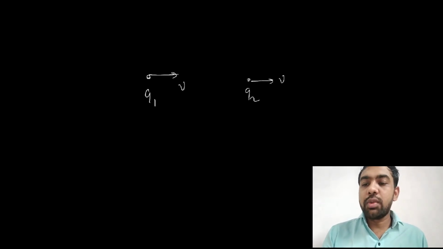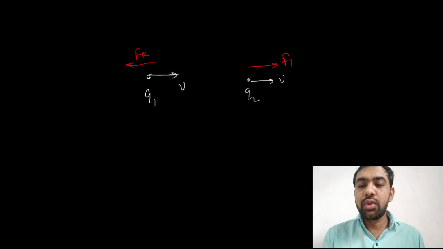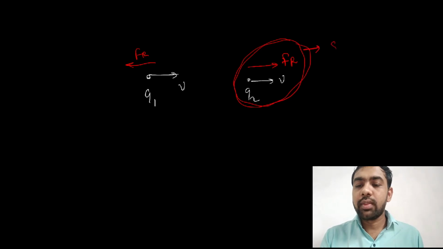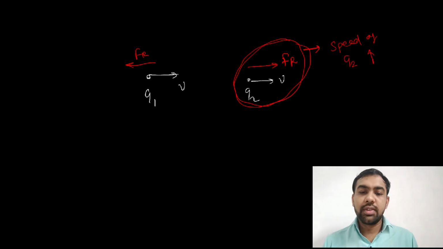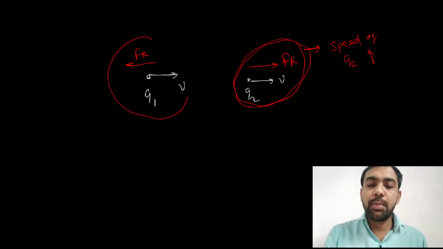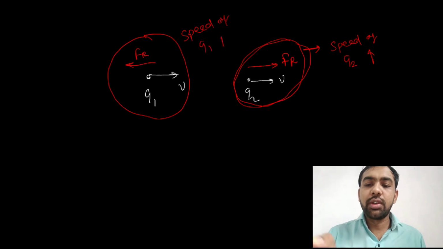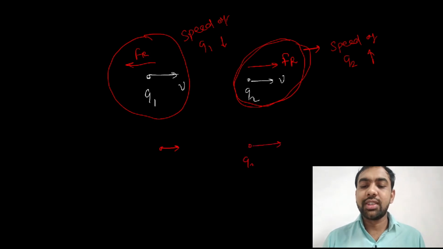What is the direction of the repulsive force on q1? This one, the repulsive force. And the direction of the repulsive force on q2, this one. So both are in the same direction. It means the speed of q2 increases, and this and this are in opposite directions. It means the speed of q1 decreases. So what happened? See, q1 moves with a smaller speed and q2 moves with a larger speed.